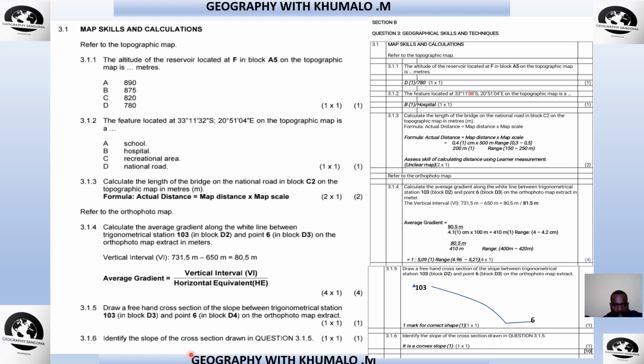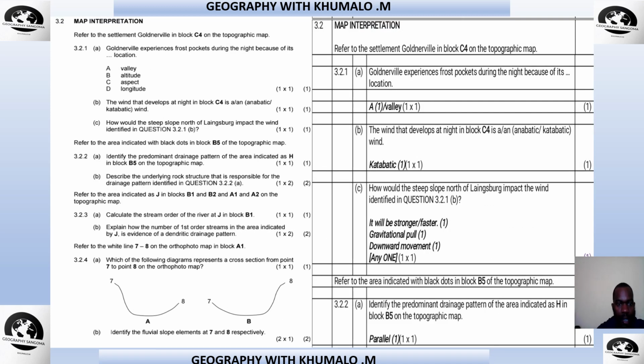1.3.1.6, identify the slope of the cross section drawn. As I've said, it's a convex slope there. So that was it for that question.